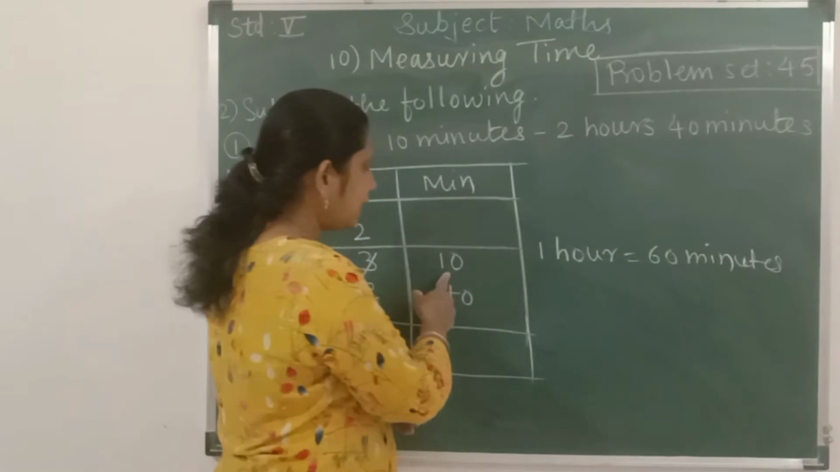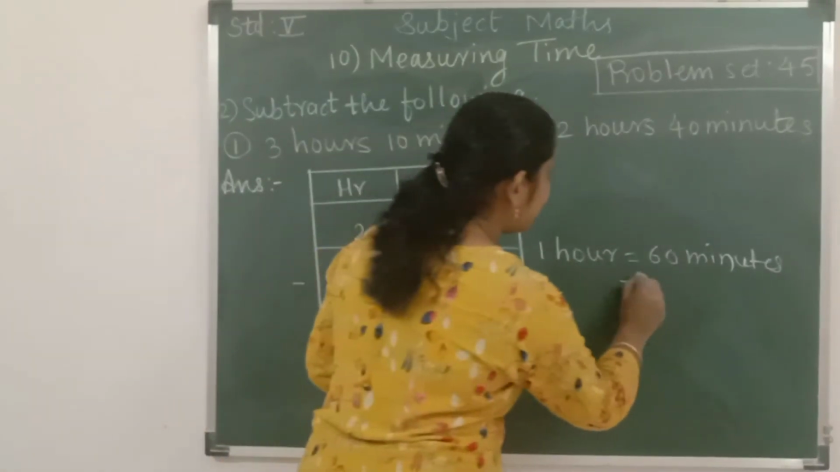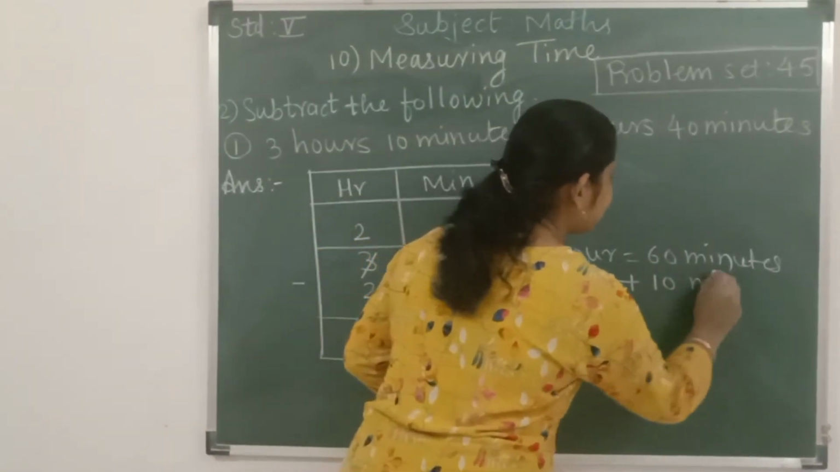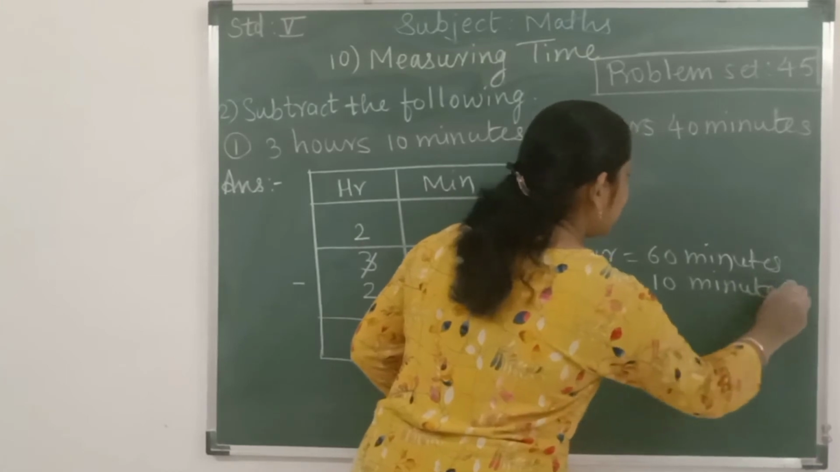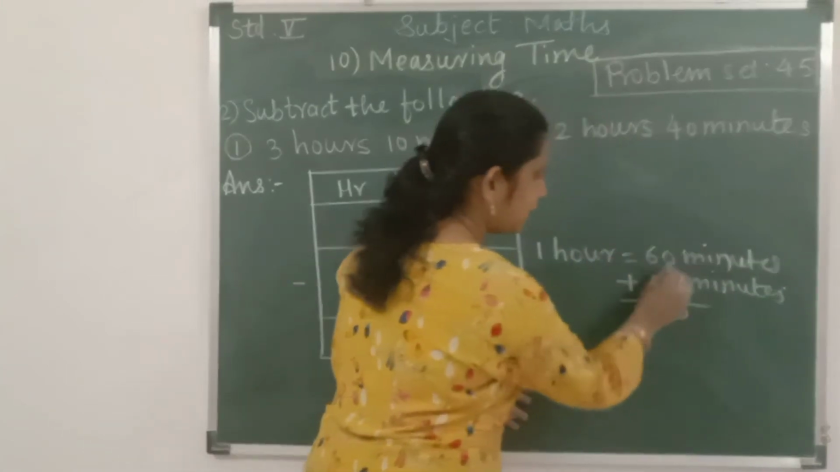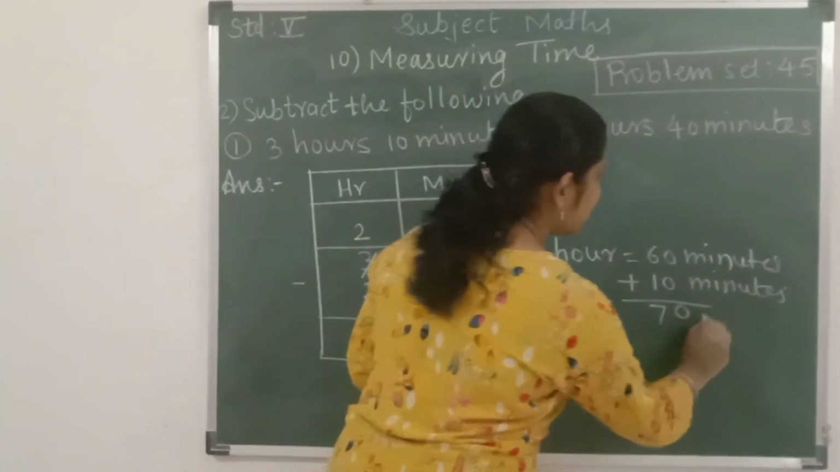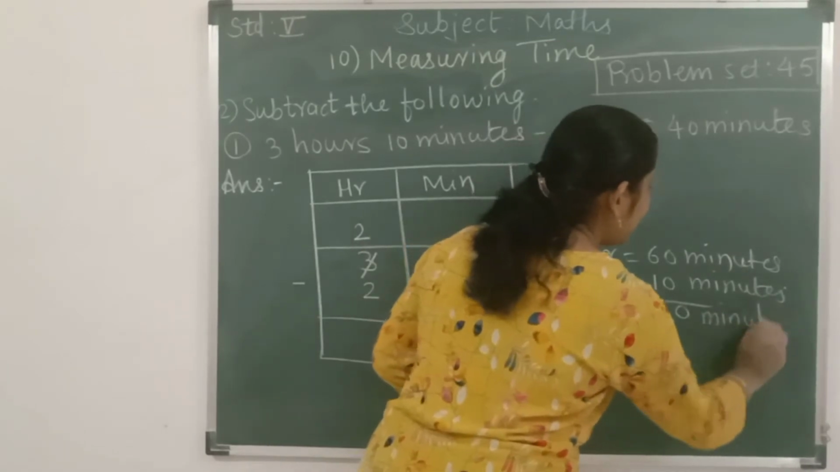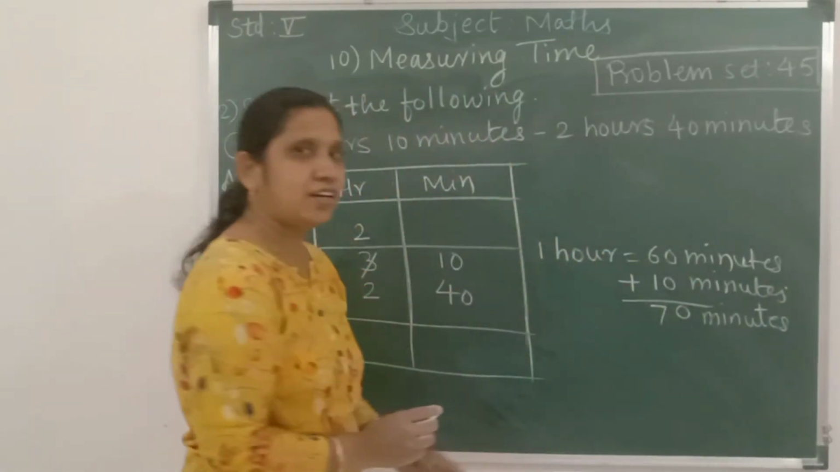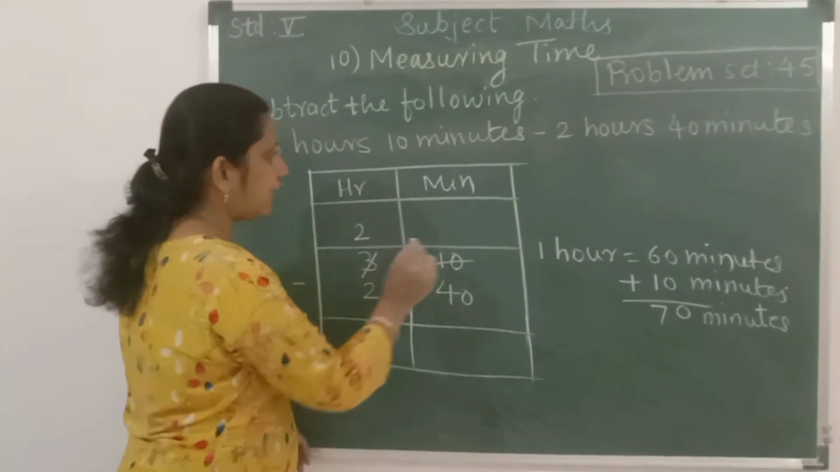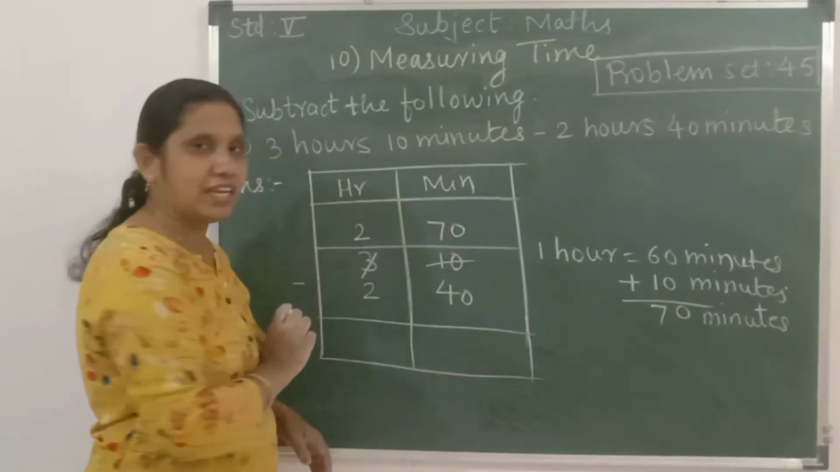Okay. In that, let us add this 10 minutes plus 10 minutes. What will I get? 0 plus 0, 0. 6 plus 1, 7. So, 70 minutes. Is that clear? So, cancel this 10 and write over here 70.